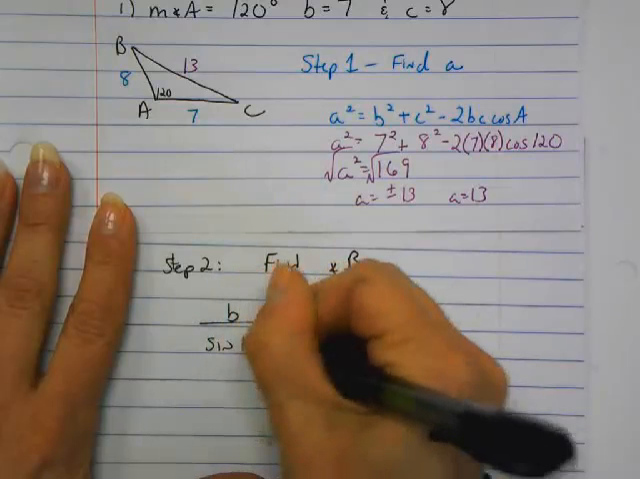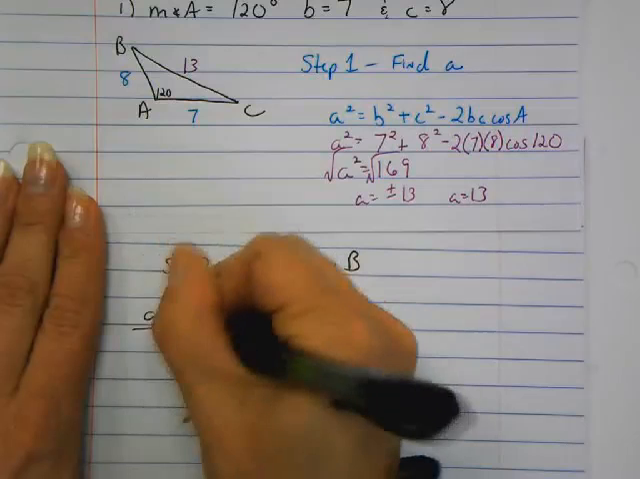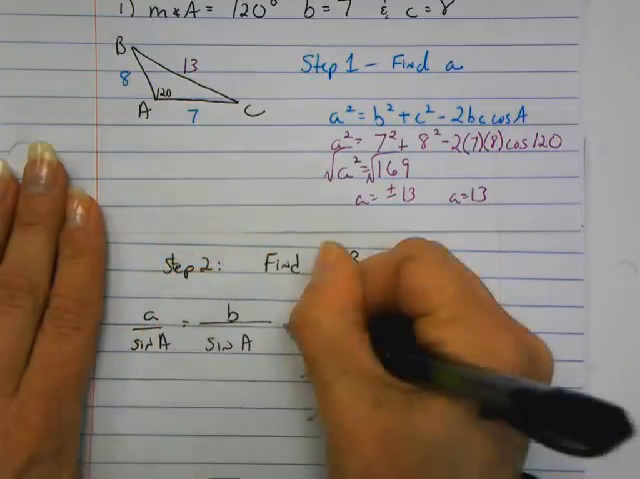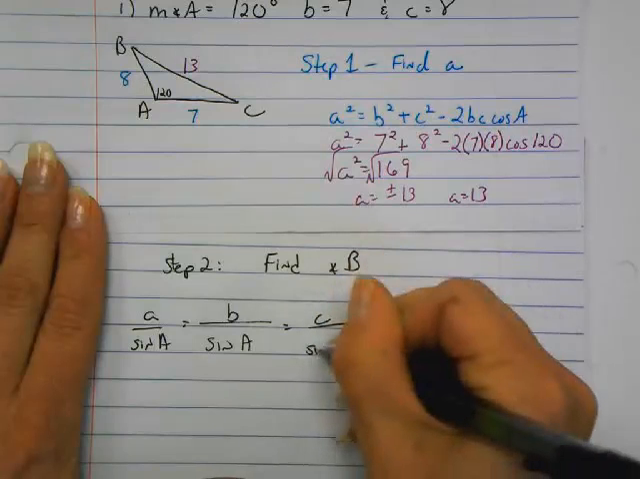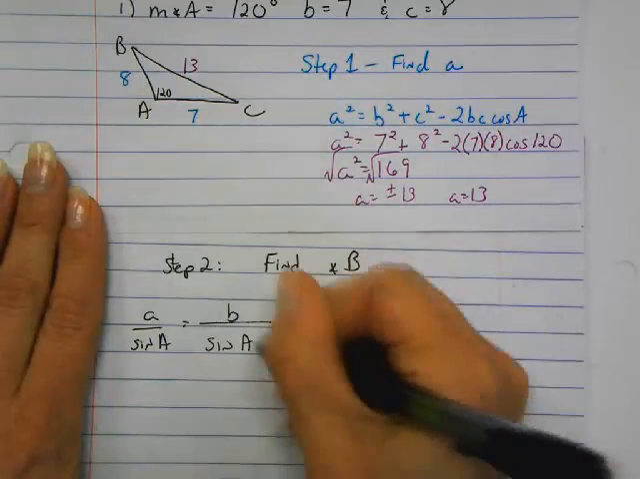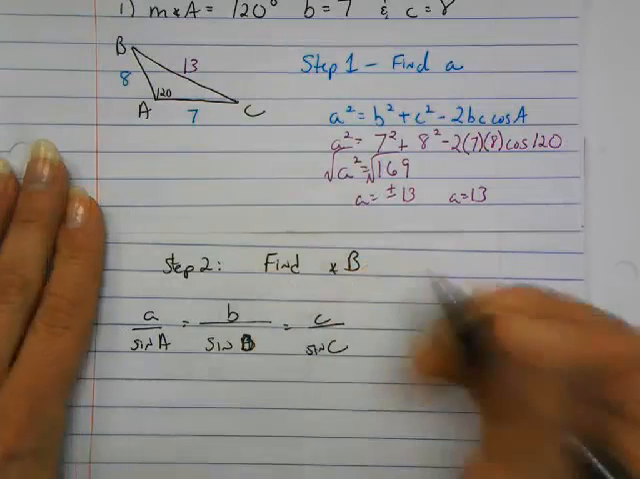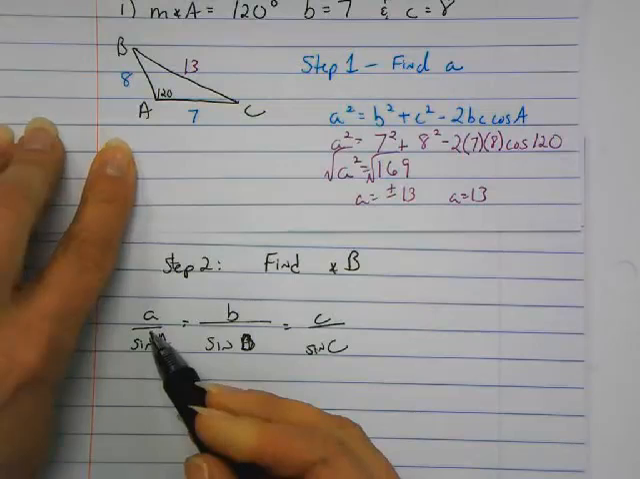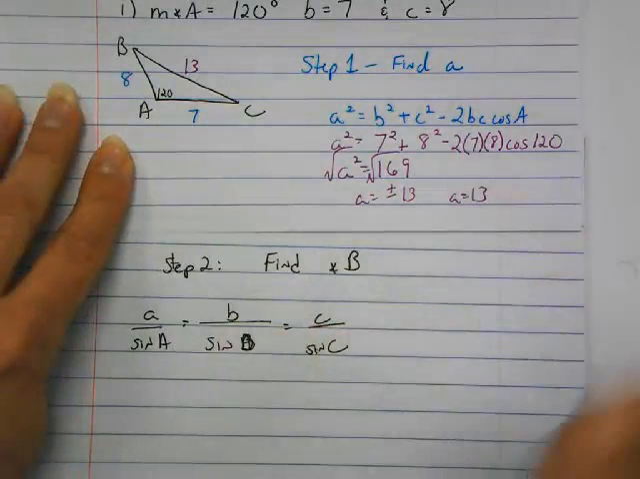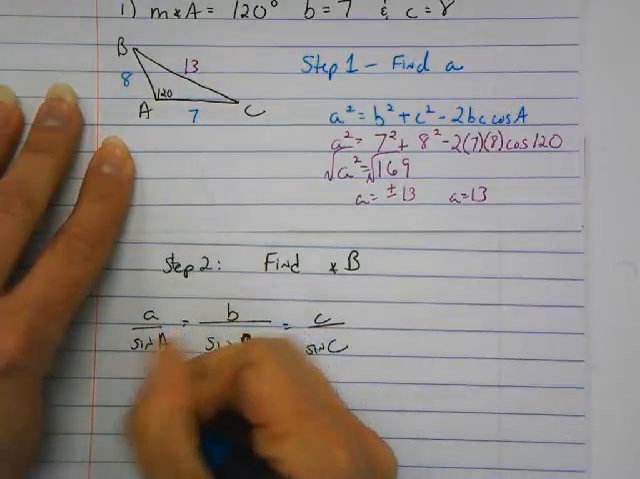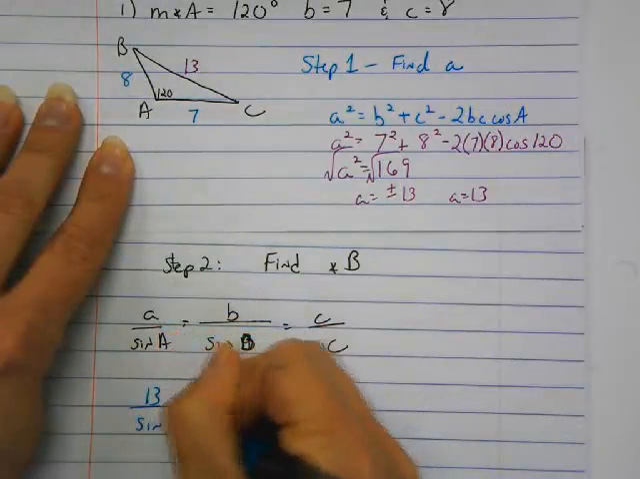Is equal to, now I can go ahead and do this, 8 over the sine of C, even though I'm going to go ahead and solve this proportion first. So I'm going to do 13 over the sine of 120 is equal to 7 over the sine of B. Now this is what we did last night. So now let's go ahead and cross multiply.